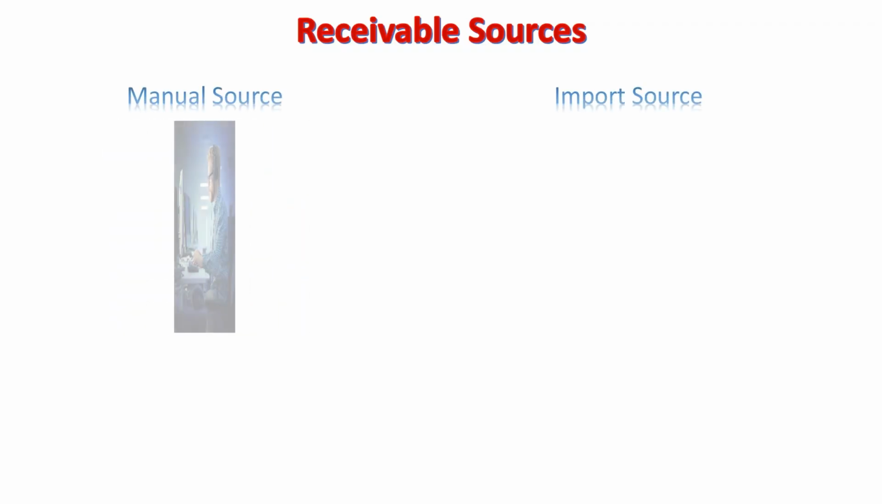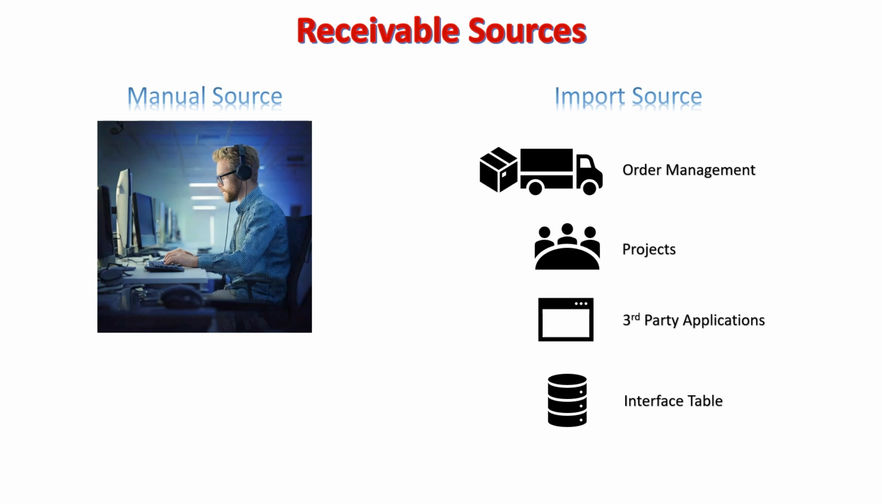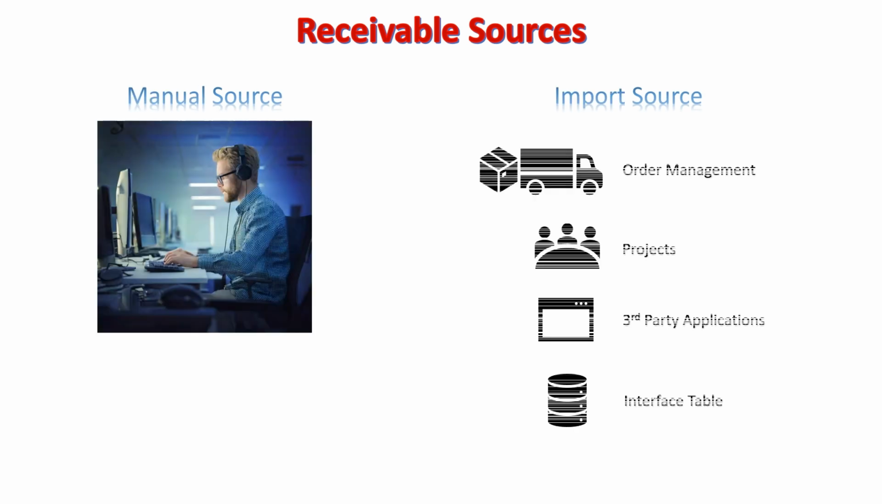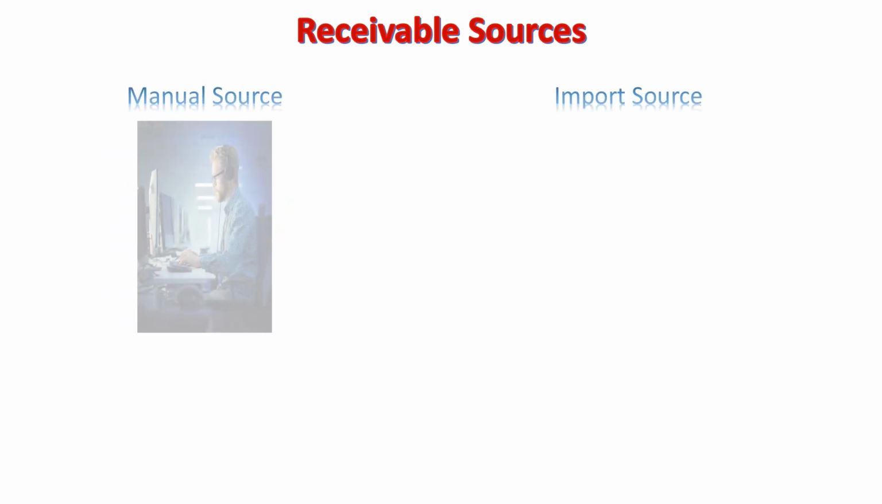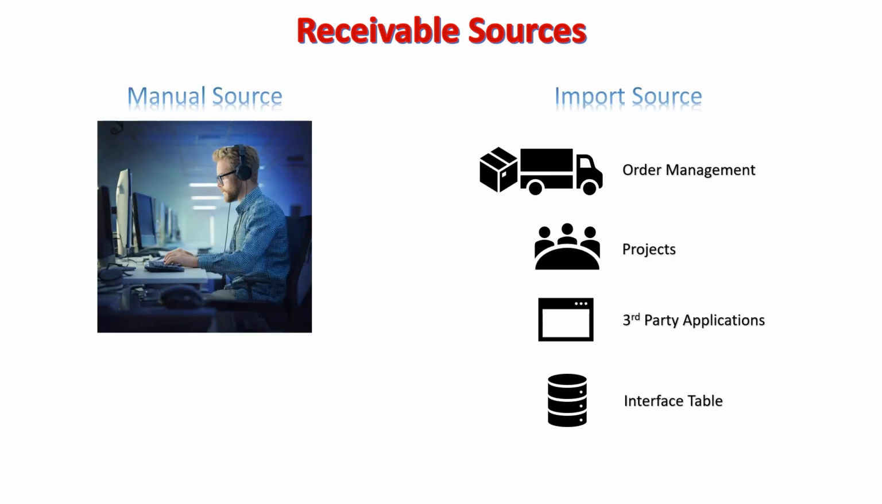So let's explore. There are two types of transaction sources: manual source, used when invoices are entered manually in receivables. For those who enjoy clicking buttons and doing things the good old-fashioned way, import source, used when invoices are imported from external systems, such as order management, for sales invoices. Projects, for project-based billing, third-party applications, external billing systems, interface tables. When data is uploaded directly into Oracle Receivables, sounds simple.